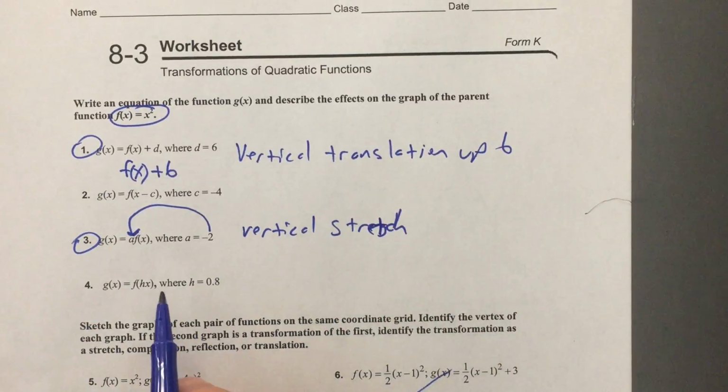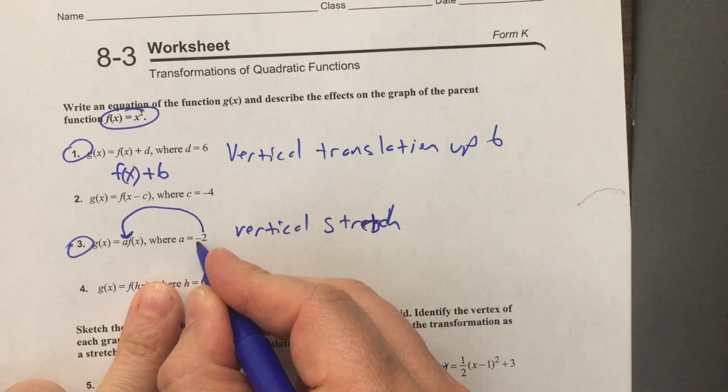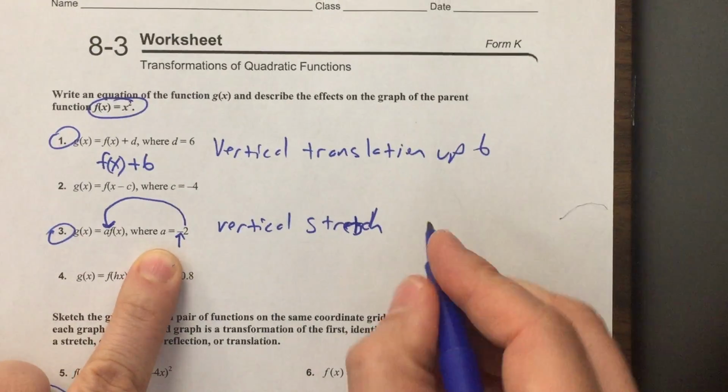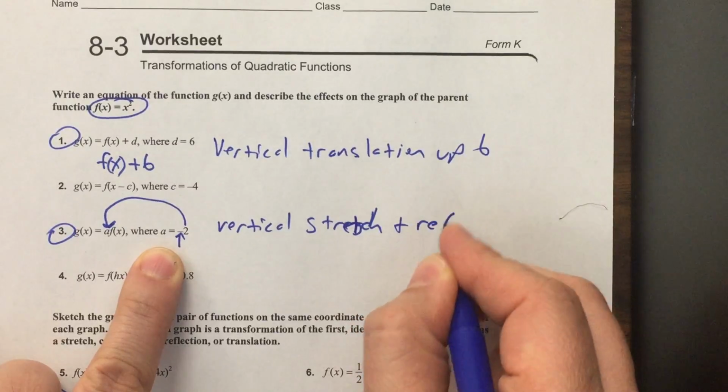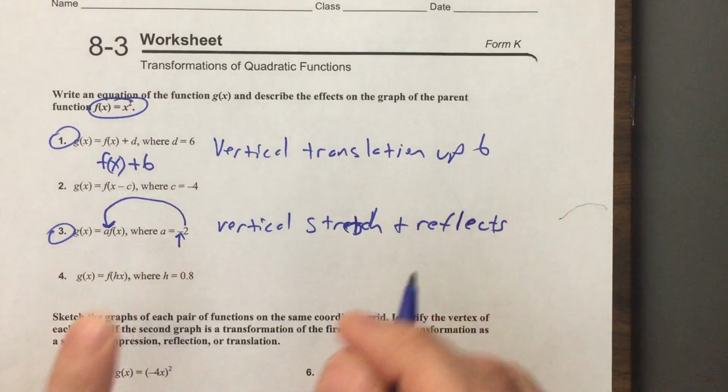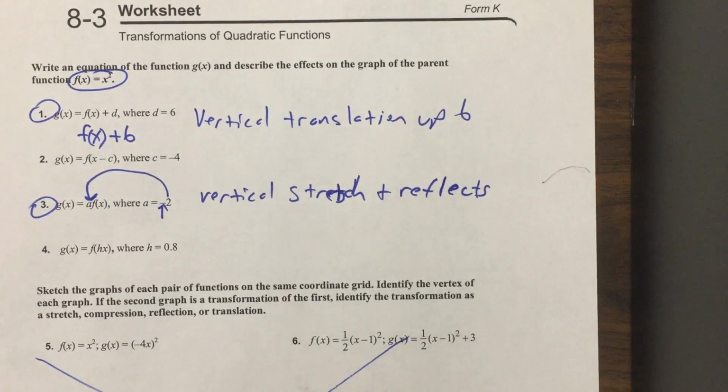Now, it's not the only thing that changed. Not only did we put a 2 on there, we put a negative on there. So it also is a reflection. So we'll just say, and it reflects. And there's more details about reflections that we're not going to get into right now either. Okay?